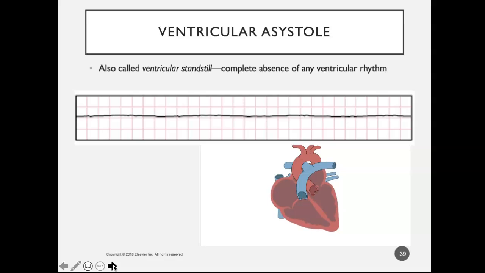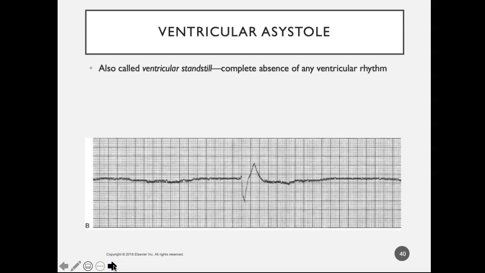If a client actually does go into asystole, the chances of getting some type of rhythm back is pretty slim. You have a much better chance if they're still in V-TACH or VFib in those shockable rhythms. But once they get into asystole, it's almost impossible to get any type of cardiac rhythm back. Here's another picture of ventricular asystole. You can see it's pretty flat line. There's one little blip, but there's nothing going on here.